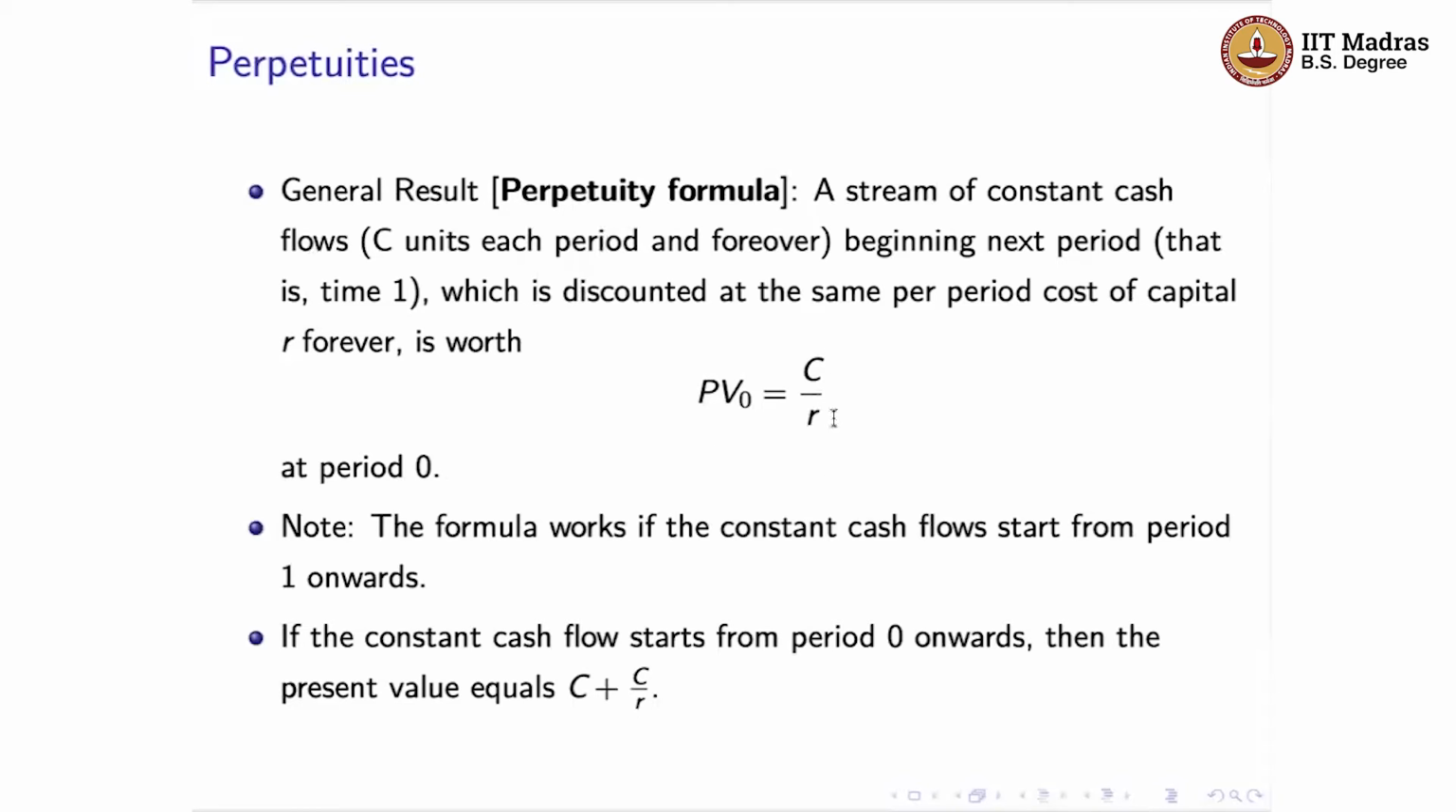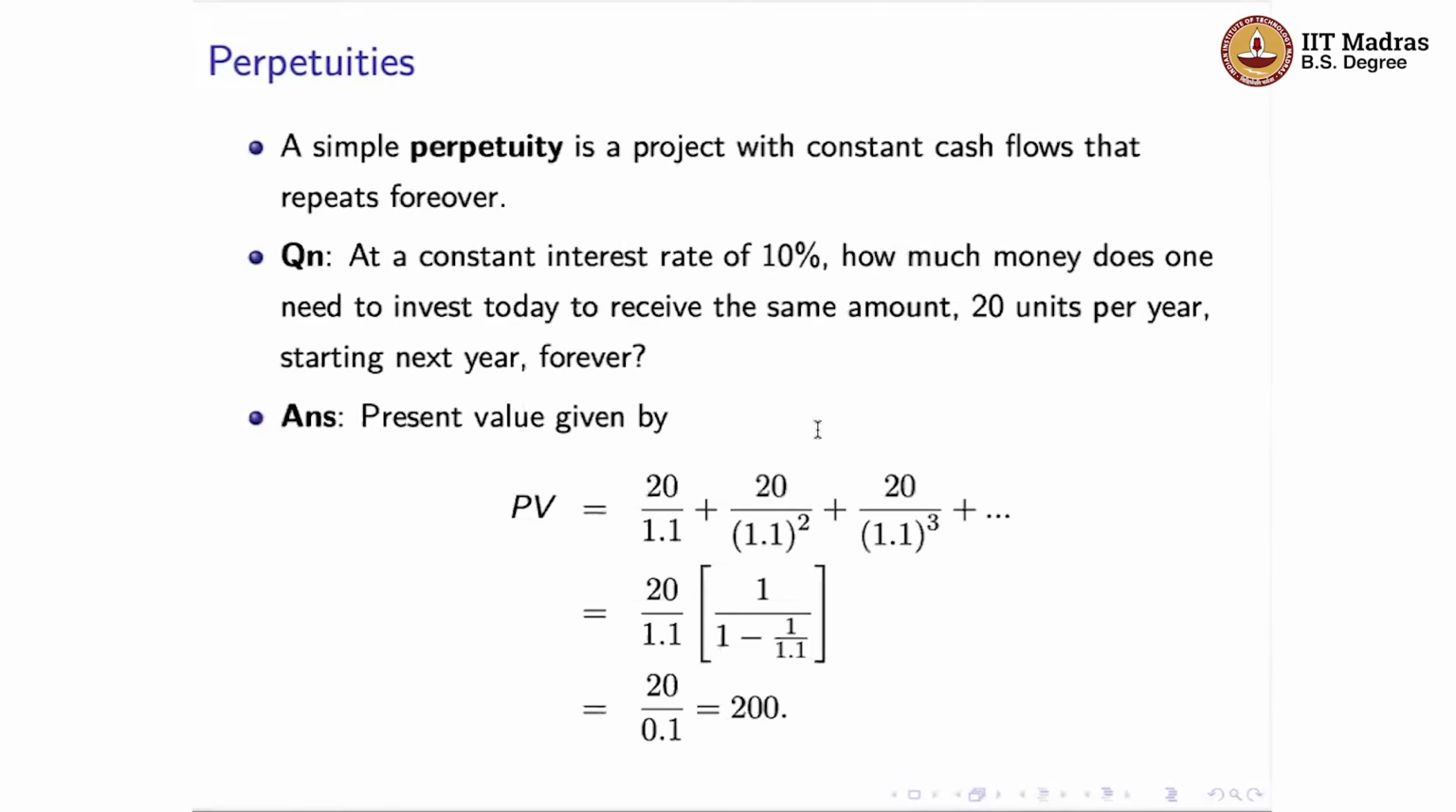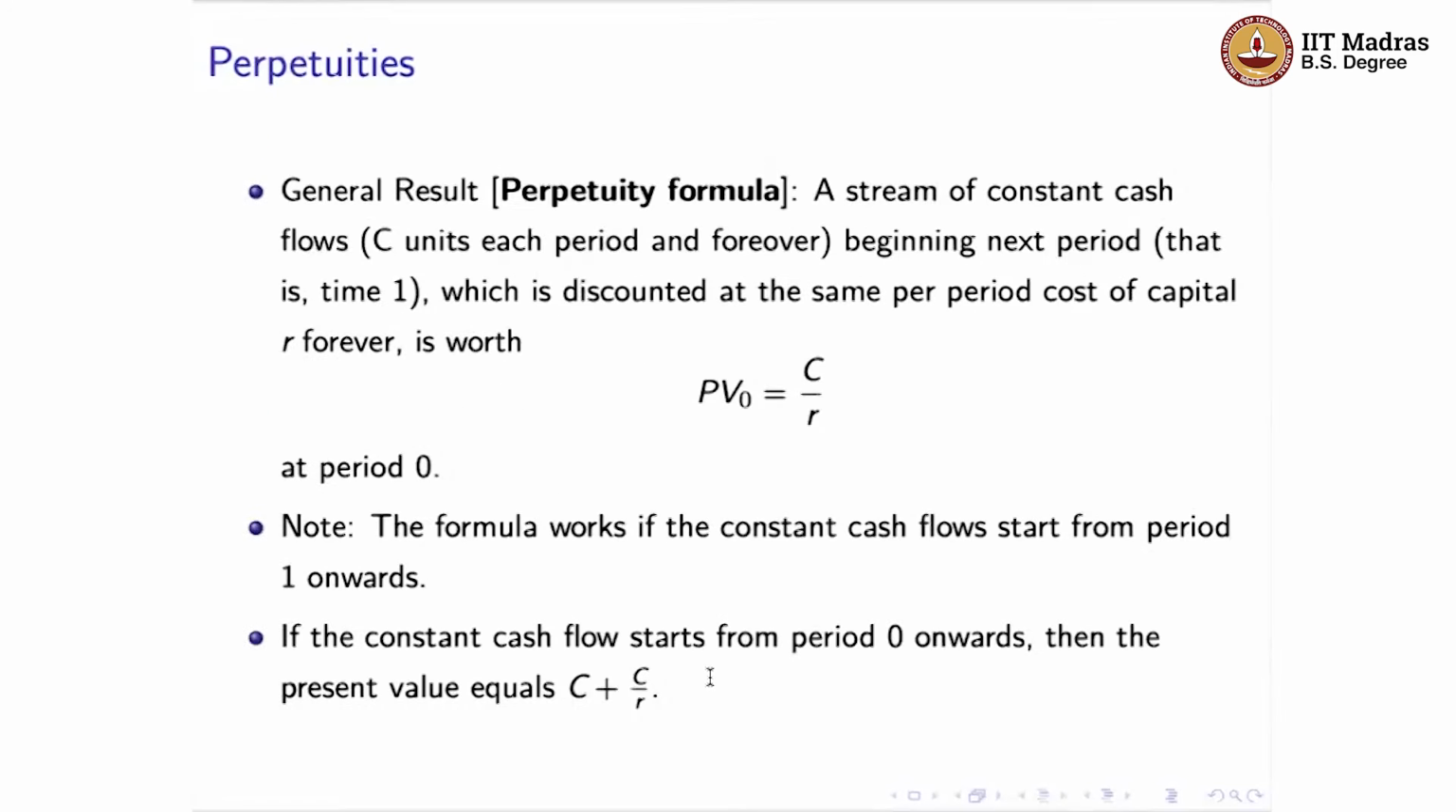Okay. The second thing to be careful of is that in the denominator, you do not have 1 plus r, but you have r, right? So in this example, for instance, r was equal to 0.1. So therefore, the answer was 20 divided by 0.1, or 200, right? And it was not 20 divided by 1 plus r. So again, be careful of making mistakes like that.